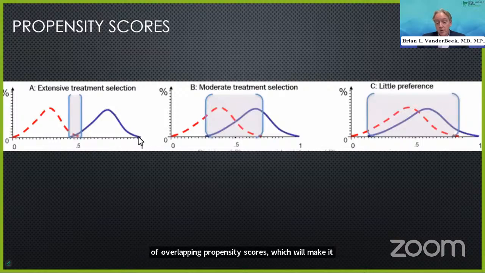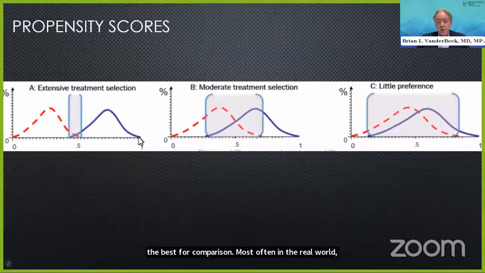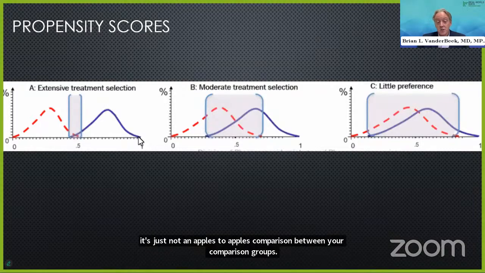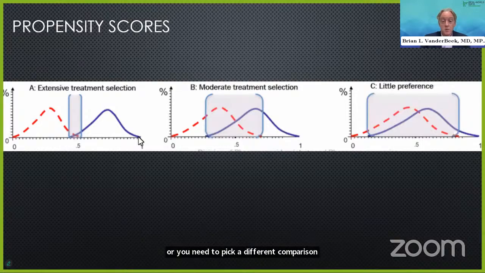Most often in the real world, we end up with something in figure B, where there's a lot of overlap, but not complete overlap. And then, unfortunately, if you have something in A, you probably either shouldn't be running the study because it's just not an apples to apples comparison between your comparison groups, or you need to pick a different comparison group so it's more similar between the two.